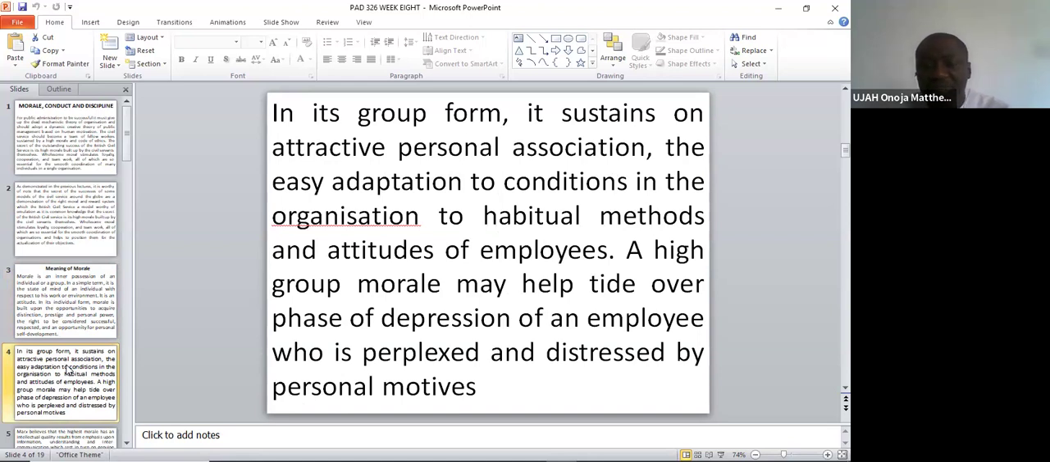What this statement is trying to say is that where the conditions of service are encouraging and there is high productivity owing to a high level of morale, the employee will function better and will overcome issues of depression and other personal challenges that may come in conflict with the levels of duties that such an employee is to carry out.